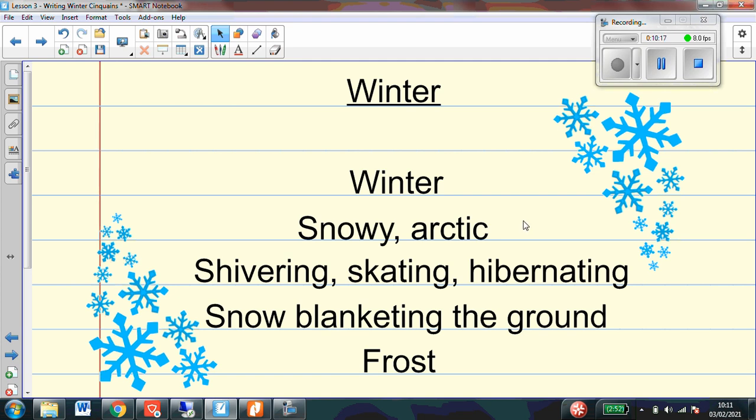Let's read it one more time to check. Winter. Winter, snowy, arctic, shivering, skating, hibernating, snow blanketing the ground, frost. I hope you agree that this poem really gives you that sense of winter and just how cold it is, and all of the kind of activities that you might get up to in that season. When you finish your poem, and you perhaps have illustrated it if you would like to, please send it in to your teachers so we can have a look at your fantastic work.